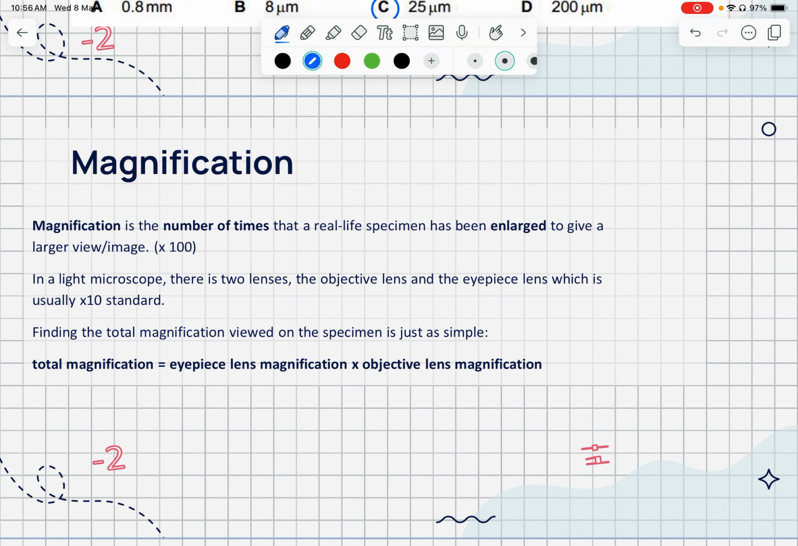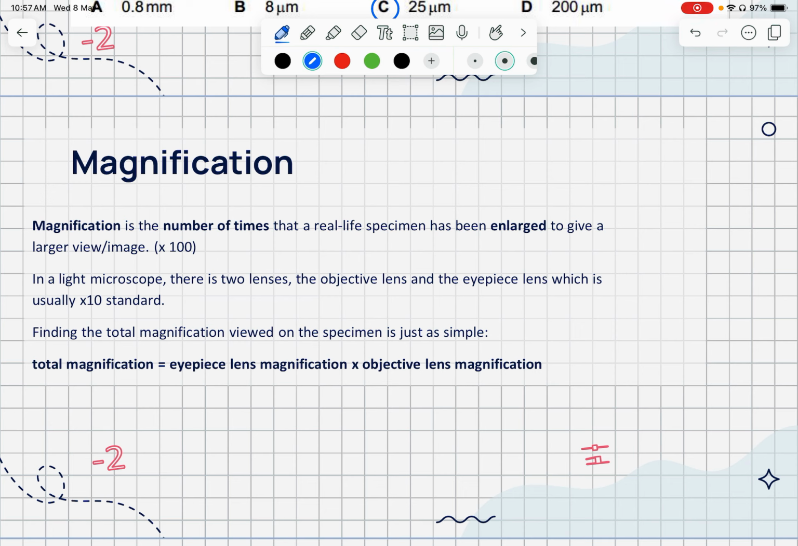So magnification is the number of times that a real-life specimen has been enlarged to give a larger view or image. It is typically written as, for example, times 100. It means that we magnify by 100 times. And in a light microscope, there will be two lenses, the objective lens and the eyepiece lens. The eyepiece lens is the one that we always see has about a times 10 magnification.